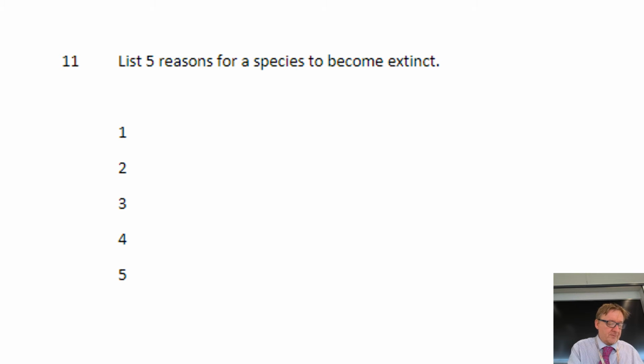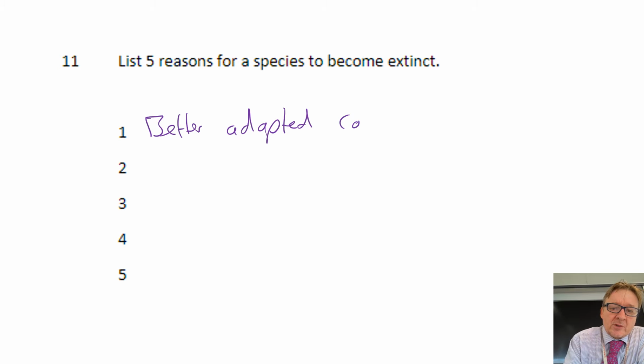Question number 11 is list 5 reasons for a species to become extinct. Now there are lots and lots. You could have better adapted competition. The best example that comes up a lot is the grey squirrel and the red squirrel. Even though the red squirrel isn't extinct, the grey squirrel is better adapted, it's bigger, stronger and more aggressive. So the competition is winning over the red squirrel over the food sources.